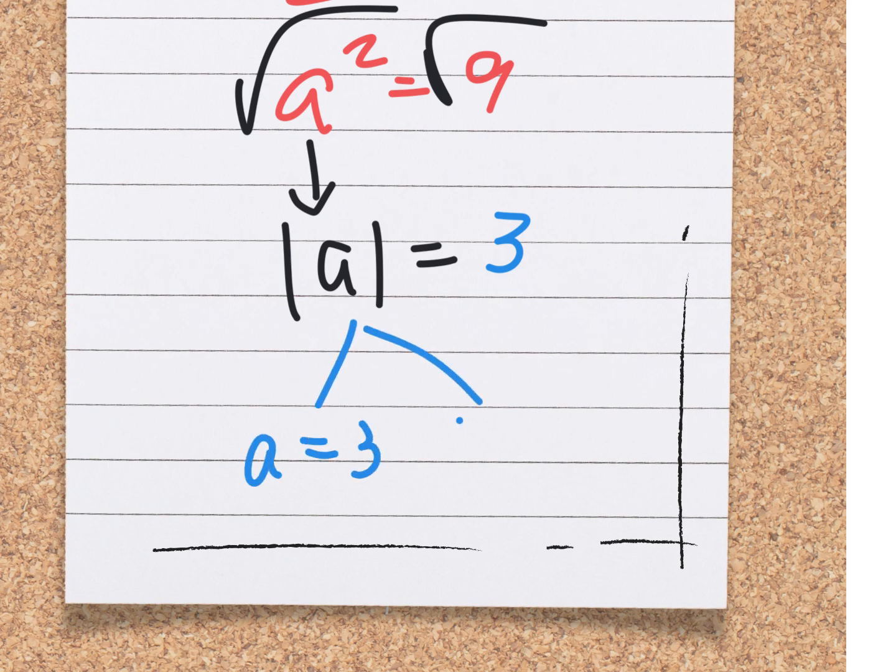A equals 3. A equals negative 3. Yep, because absolute values always have two equations.